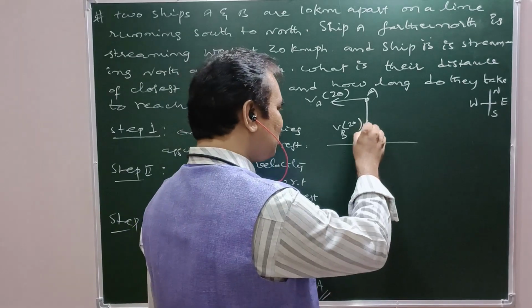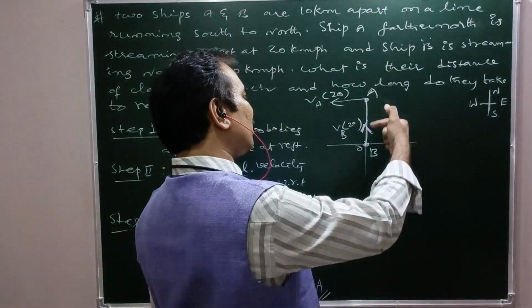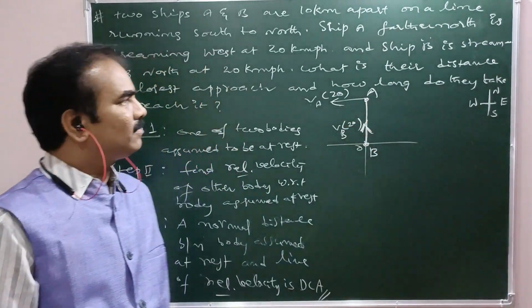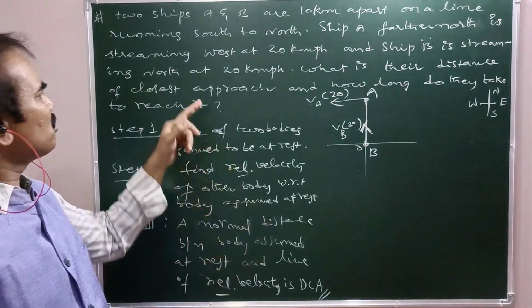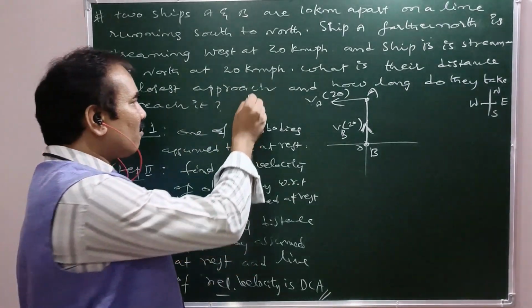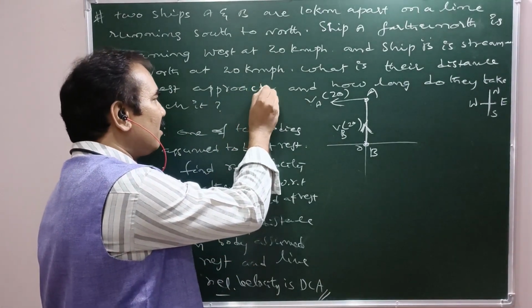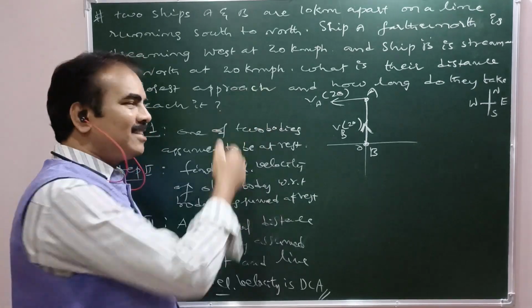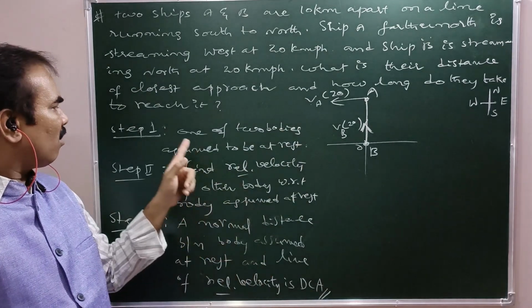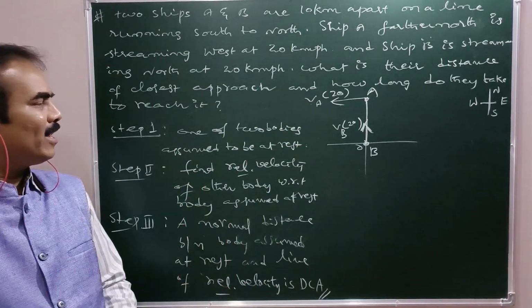Ship B is due north and ship A is due west, starting from farther north. Right? Now, what is the question? What is the distance of closest approach? Right? So as I said, if you want to get the closest distance between those two, the first step is that one of the two bodies is assumed to be at rest.